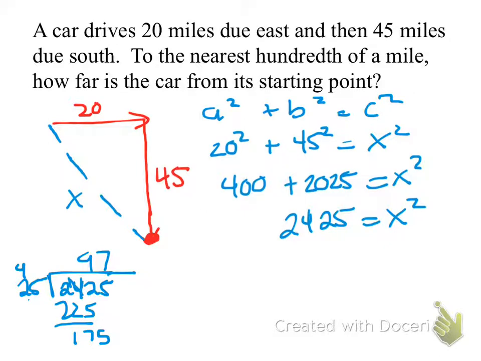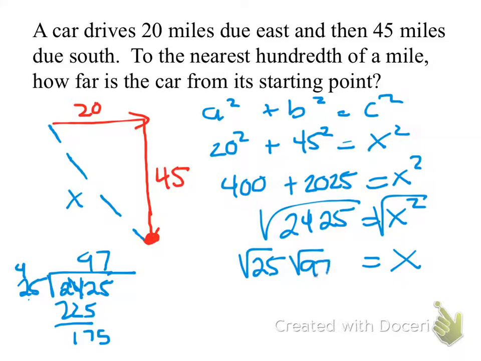So it divides evenly. When I take the square root of this, I get x equals radical 2,425, which is equal to radical 25 times radical 97. Radical 25 is 5. So 5 radical 97 is equal to x. Now, what is the square root of 97? Can you estimate it? Yes. About 9.8.